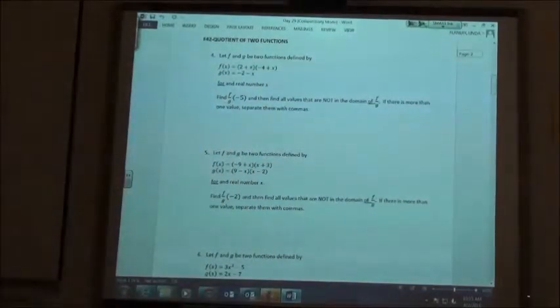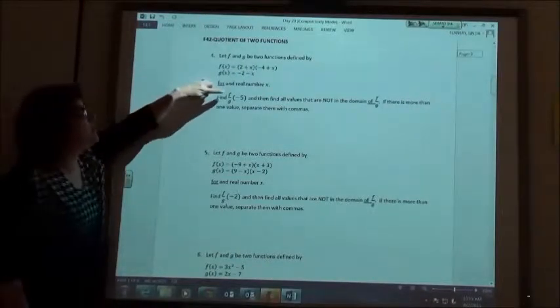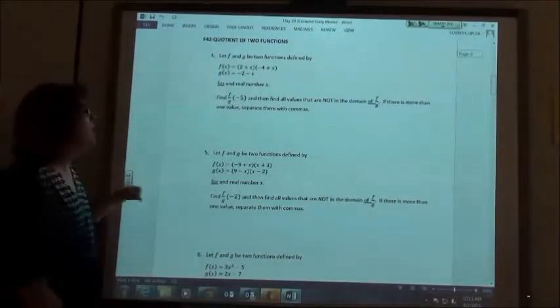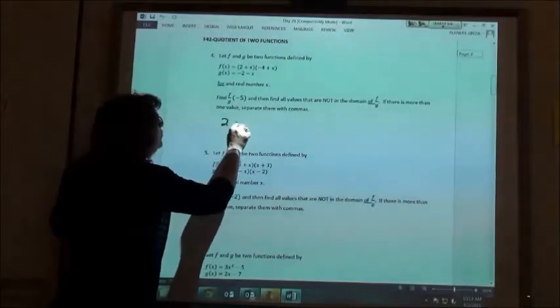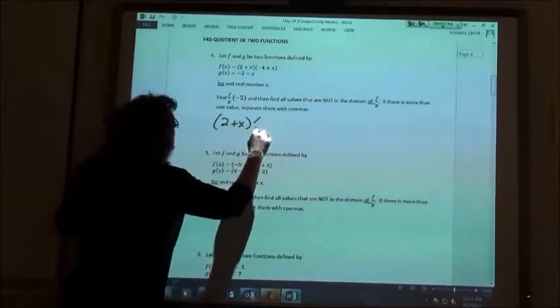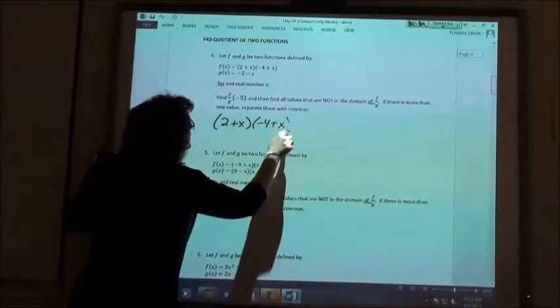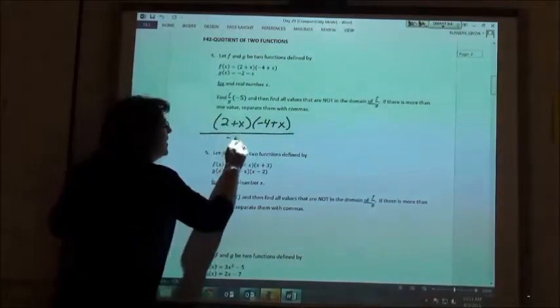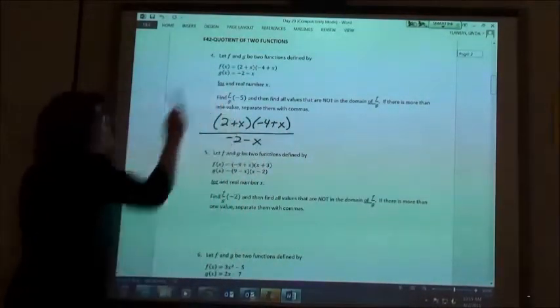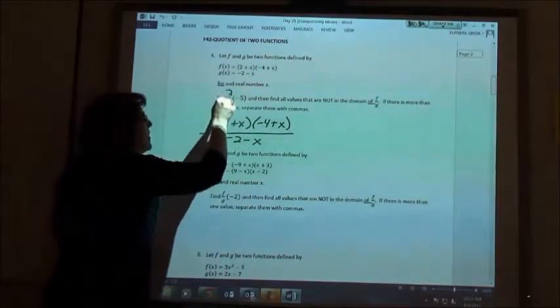Okay, the next one says we have two functions, f and g, and they're going to define them as a fraction, f over g. So I'm going to have (2 plus x) times (negative 4 plus x) over (negative 2 minus x). They're just going to make it into a fraction. That's what this part means, right?